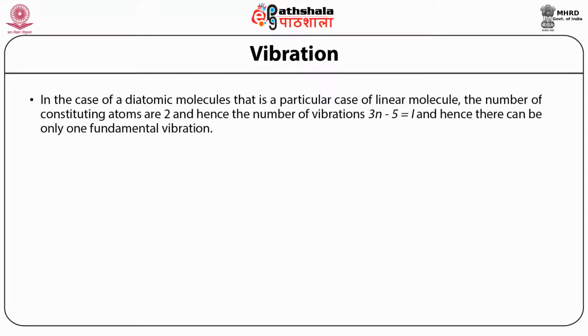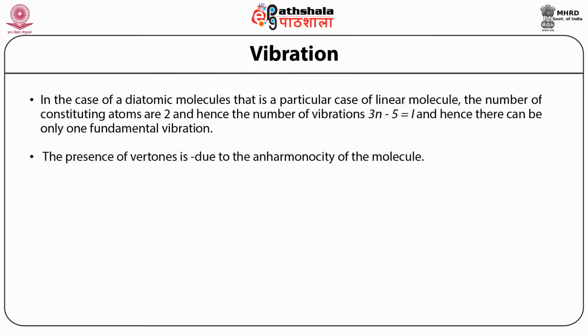In case of diatomic molecules, there is a particular case of a linear molecule. The number of constituting atoms is 2, and hence the number of vibrations 3n minus 5 is equal to 1, and hence there can be only one fundamental vibration. The presence of overtones is due to anharmonicity of the molecule. These vibrations are normal modes of vibrations.